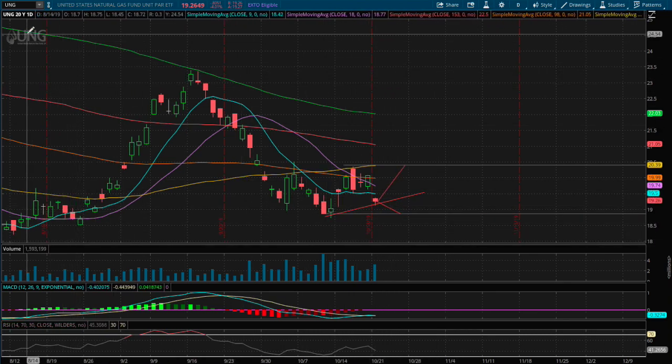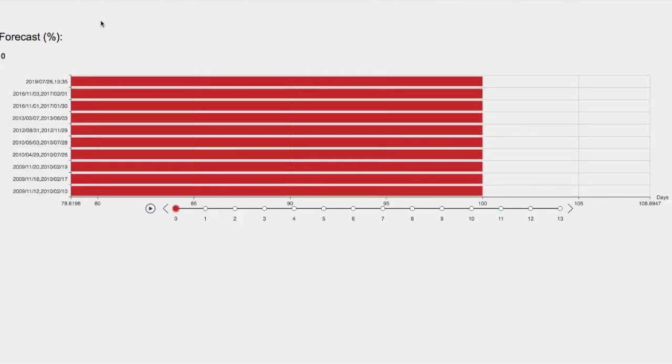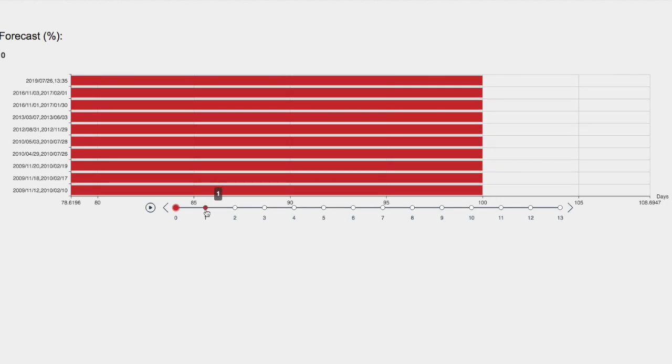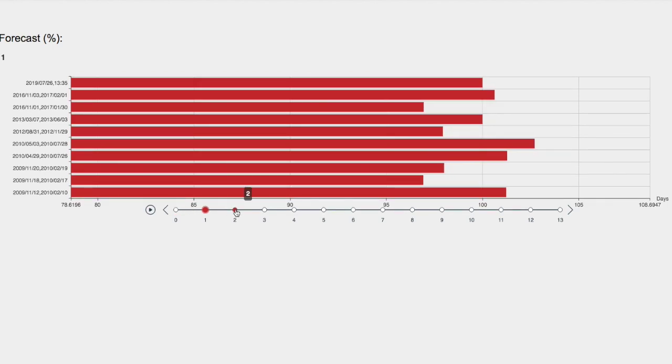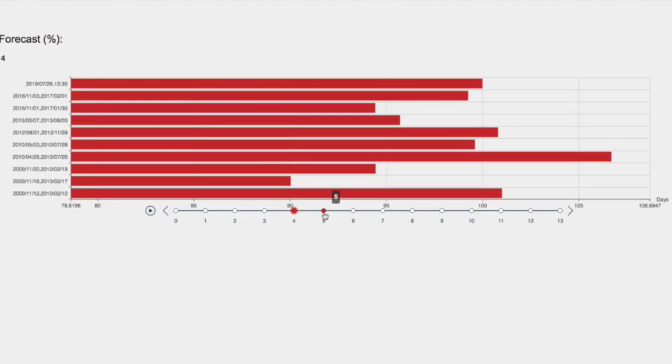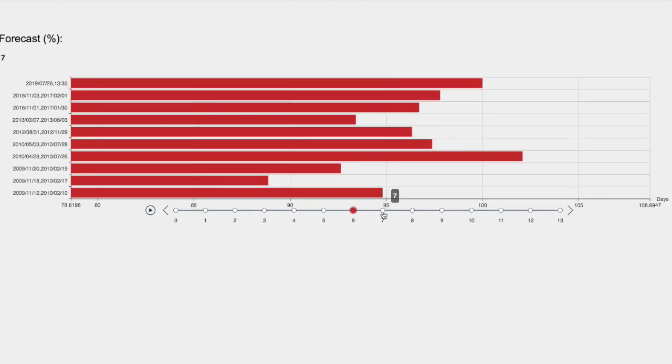So let's head to the forecast model. This forecast model is now available in the link below, so check it out. So back to the forecast model, I'll go day by day where natural gas will head to in the coming days. So we have 1 day out, 2 days out, 3 days out, 4 days out, 5 days out, 6 days out, and 7 days out.